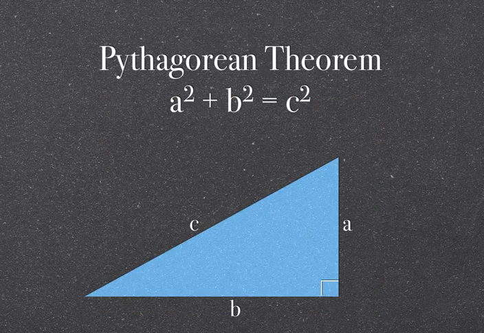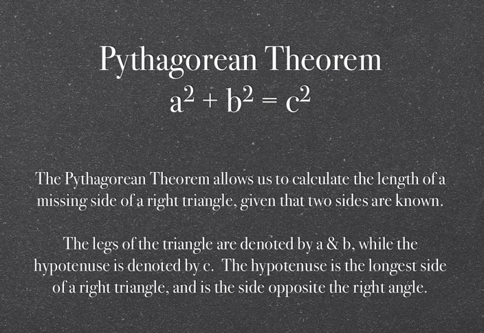the Pythagorean theorem. A squared plus b squared equals c squared. The Pythagorean theorem allows us to calculate the length of a missing side of a right triangle, given the two sides are known. The legs of the right triangle are denoted by a and b, while the hypotenuse is denoted by c. The hypotenuse is the longest side of a right triangle and is the side opposite the right angle.